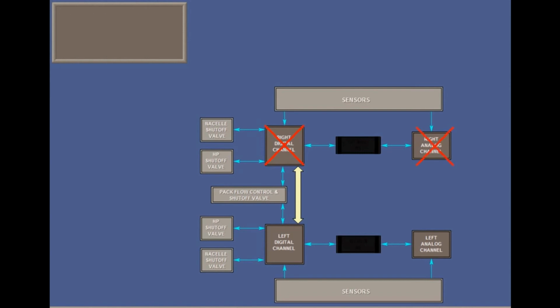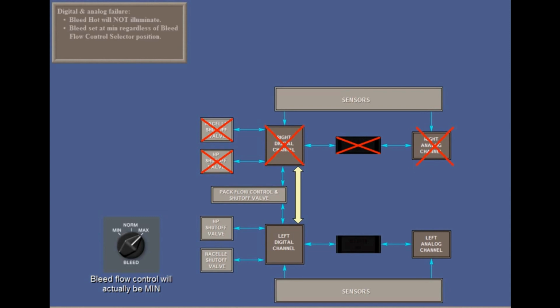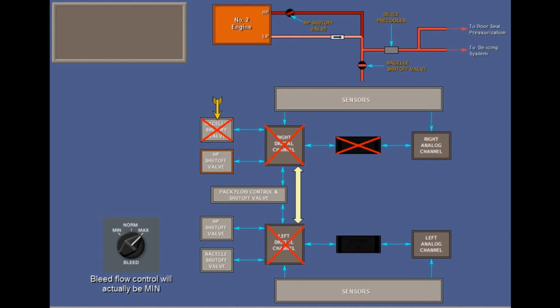But with a double failure of both digital and analog channels on one side, bleed from that side will be stopped by closing the nacelle and HP shutoff valves. Note that the bleed hot caution will not be triggered, and bleed will be set to min for the operational side, regardless of the bleed flow control selector position. However, even with a nacelle shutoff valve closed, the pressure-sensitive HP valve will still regulate for ice protection.